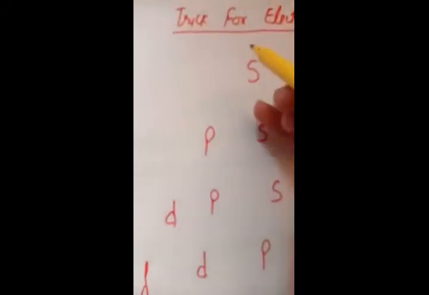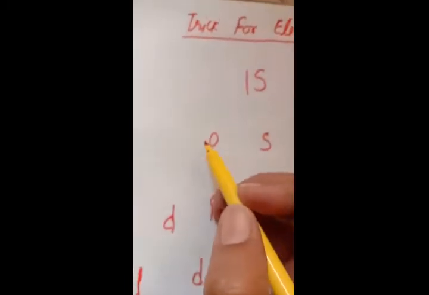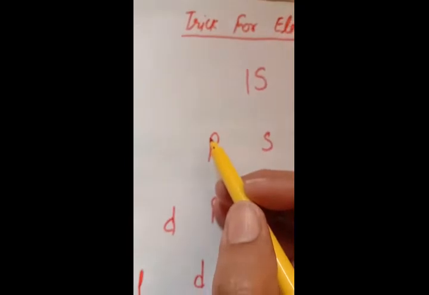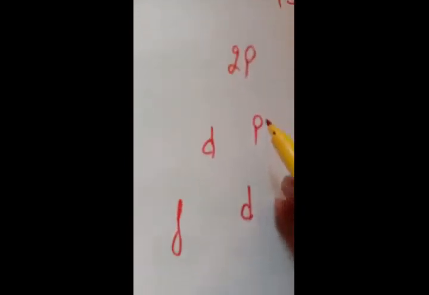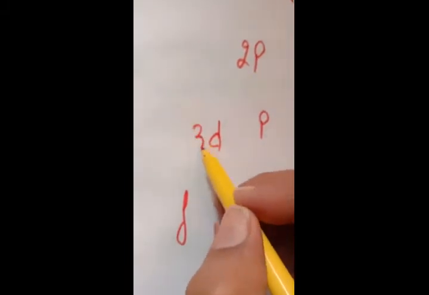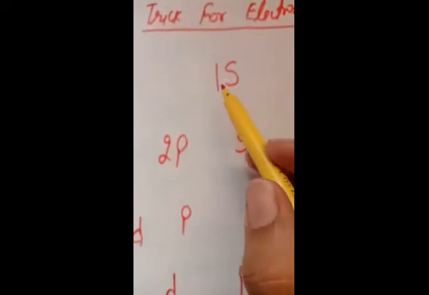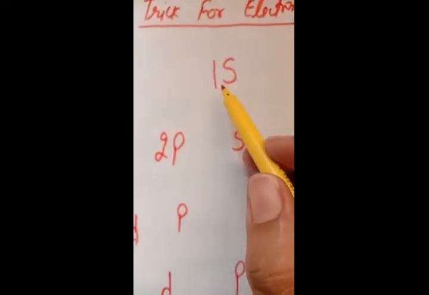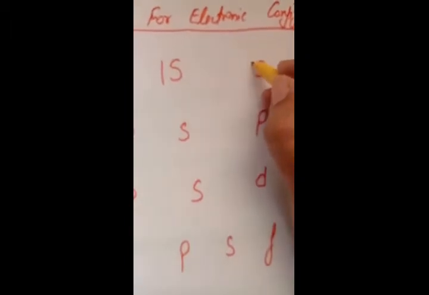Now we'll start. The s orbital starts with 1. p cannot start from 1p because 1p does not exist. It starts with 2p. Similarly d starts with 3 and f starts with 4. So we will give numbering to the s orbital first. I have written here 1s, then I'll write in increasing order.